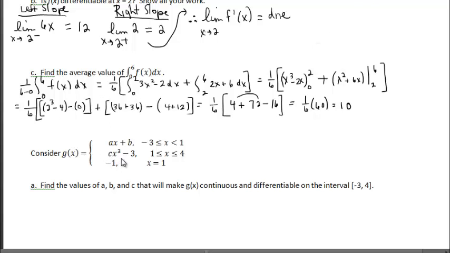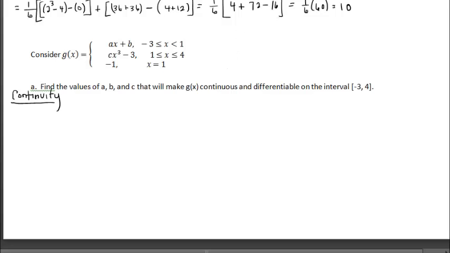All right, so now we have another piecewise function. It actually has 3 pieces, and we're supposed to find A, B, and C so that the function is continuous and differentiable on the interval from -3 to 4. So paying attention to this piecewise function, we see the first piece is linear from -3 to 1, like a line segment. And then the second piece starts at 1 and ends at 4, but it's a cube. And then the third piece is actually a point, the point (1, -1). All right, so let's find A, B, and C so that G is continuous and differentiable.